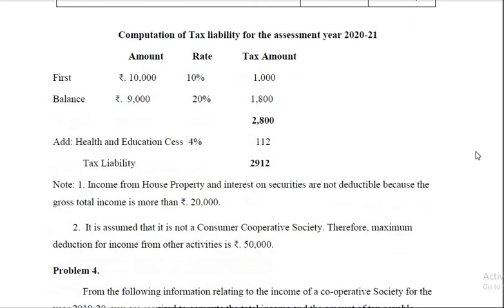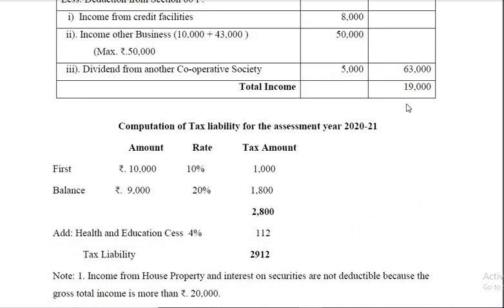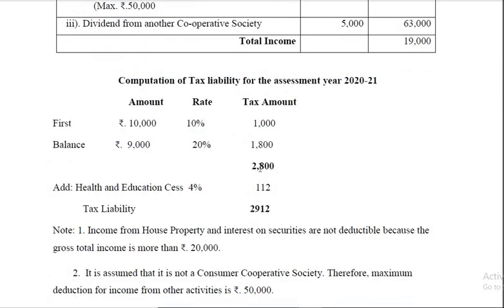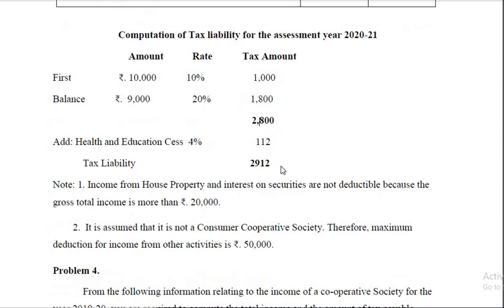Now let us calculate the taxes. On the first 10,000, rate is 10%, so that comes to 1,000. And what is the remaining amount? So after deducting 10,000 from 19,000, what remains is 9,000. On the 20%, so 1,800. Okay, so total taxes are 2,800. On that actually surcharge is being levied, but here surcharge is not applicable. Then health and education cess at the rate of 4% on 2,800. It comes to 112. So together tax liability is 2,912.